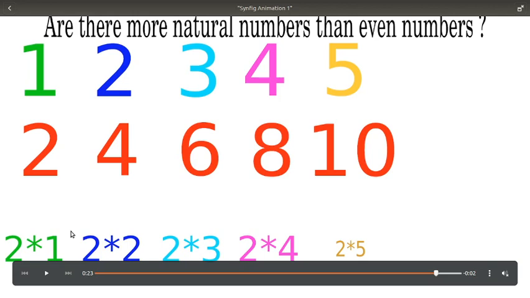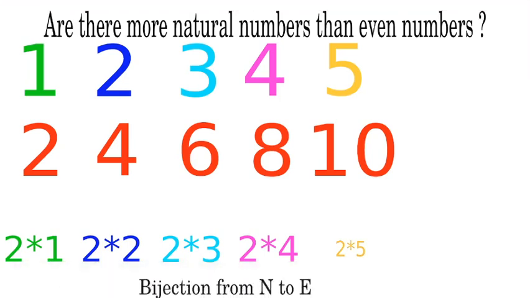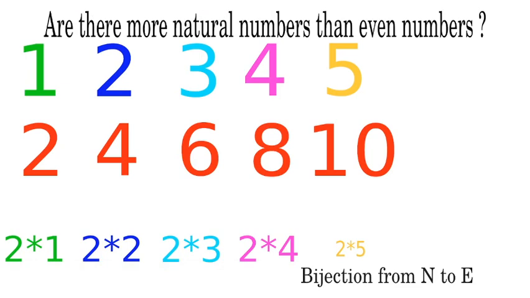So actually we have constructed a bijection from the set of natural numbers to the set of even numbers, and because of this bijection we can say that there are as many even numbers as there are natural numbers. The set of even numbers is not a small set. There are as many natural numbers as there are even numbers, and as many even numbers as there are natural numbers. This is what we will study in countable and uncountable sets.